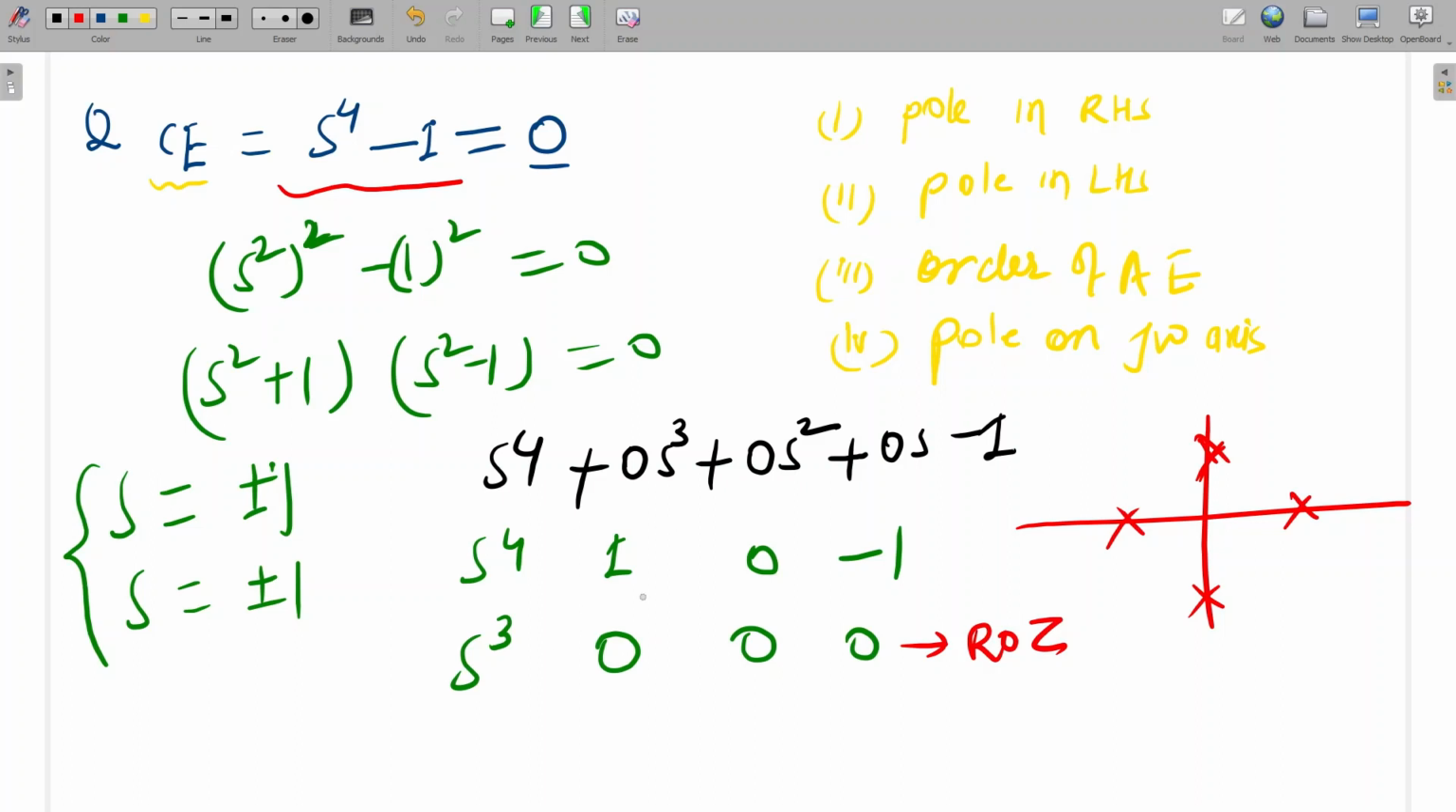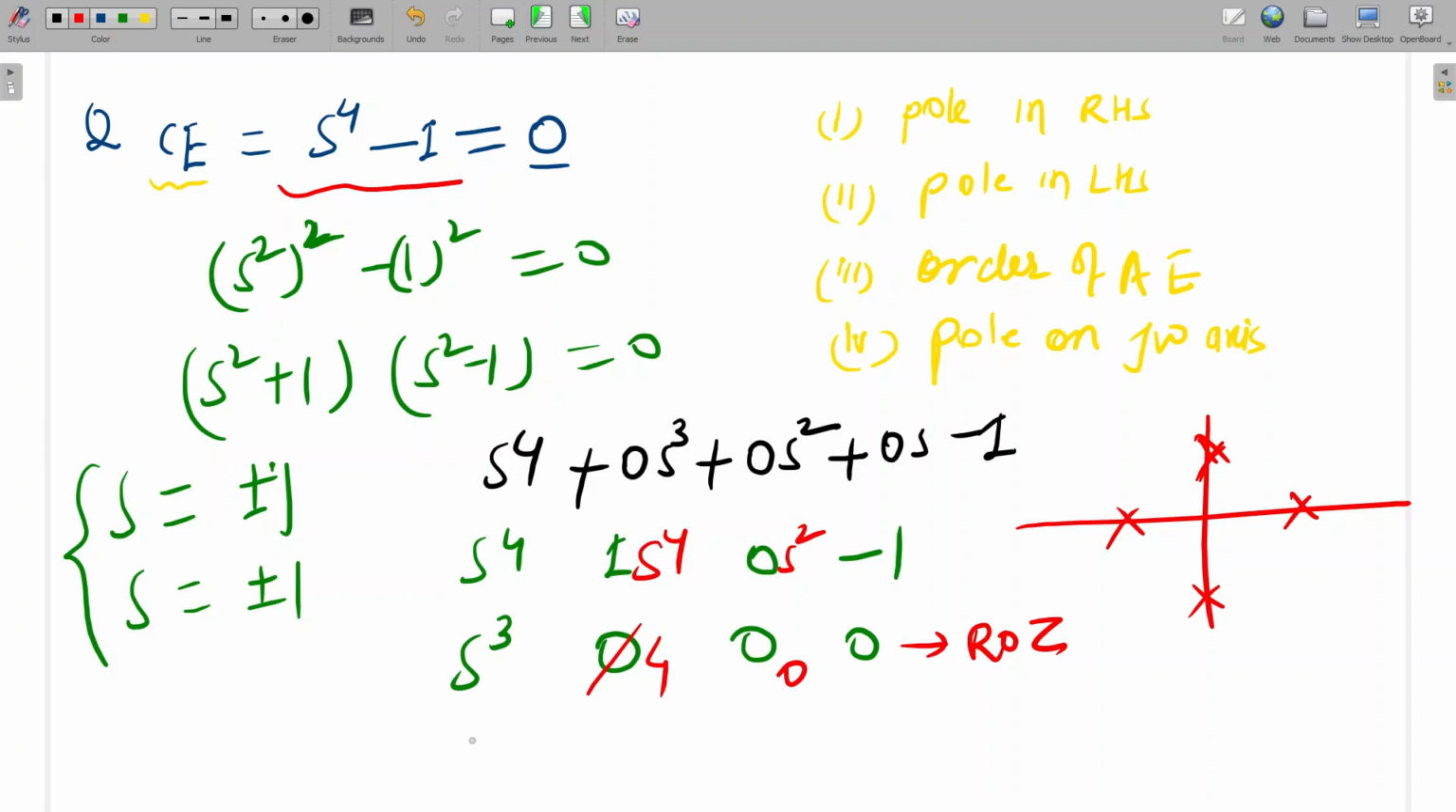So what will be our auxiliary equation? I already told you the solution of the auxiliary equation gives poles which are symmetrical with respect to the origin. So the auxiliary equation is s to the power 4, 0 s square, minus 1. So this row will be 4, 0, and this will be 0 only. Correct?